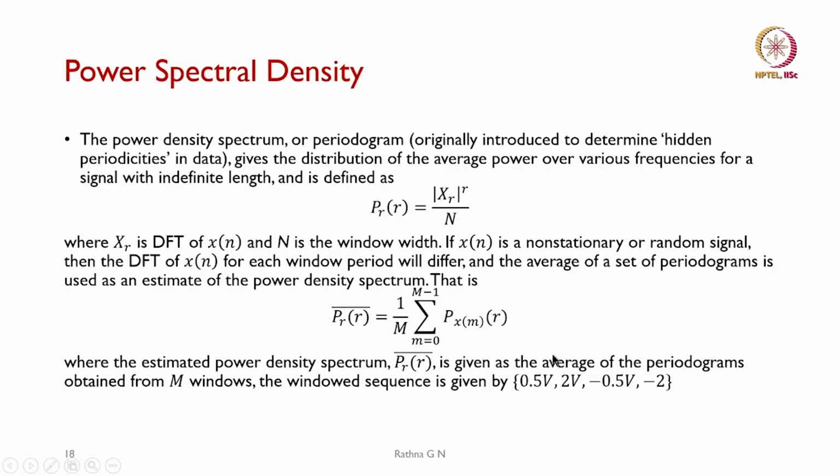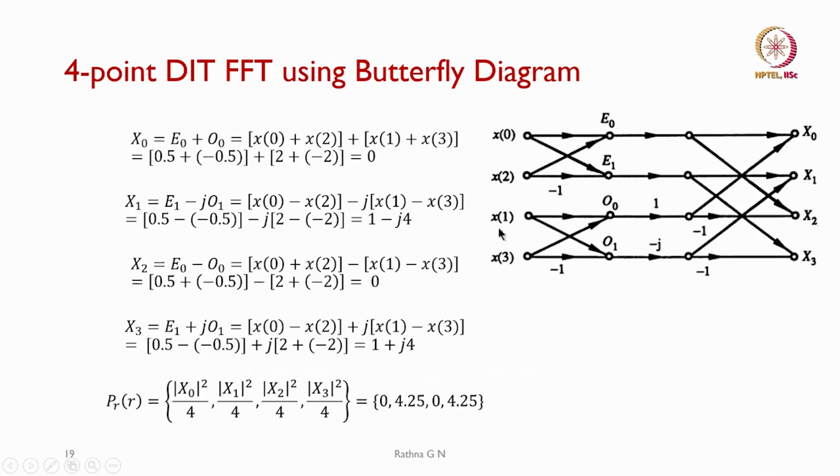Now, because it is a 4 point sequence, we will apply the decimation in time FFT. The butterfly diagram is shown here. So, we input the values and then compute our X naught. We have worked out this example, and the steps have been given here. The first, X naught, is 0 and then the second one is 1 minus j4. The third is again 0 and then we know that X3 is going to be the conjugate of X1, which is going to be 1 plus j4, or you can compute it using our butterfly diagram.